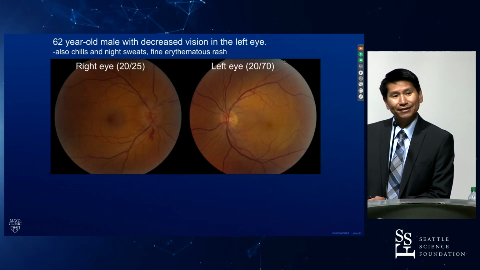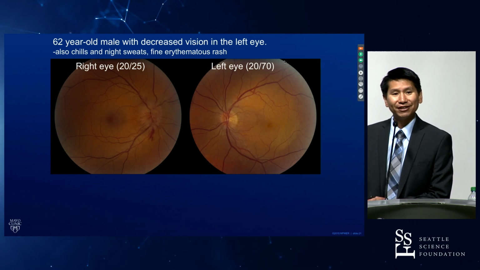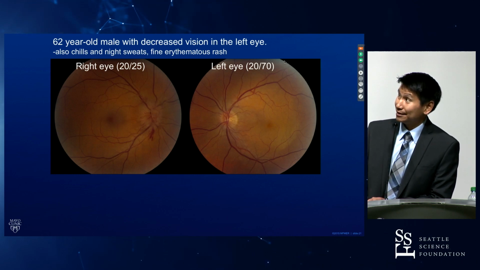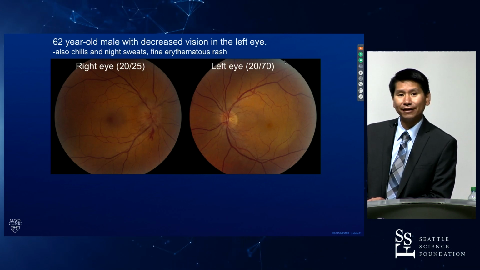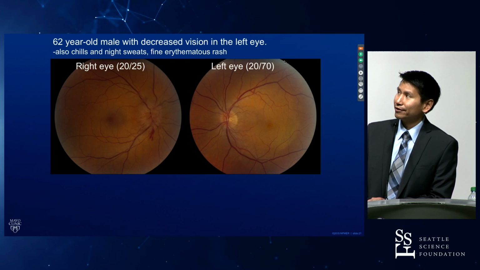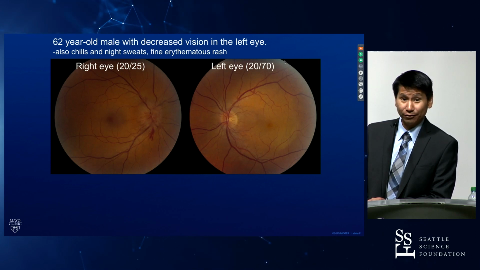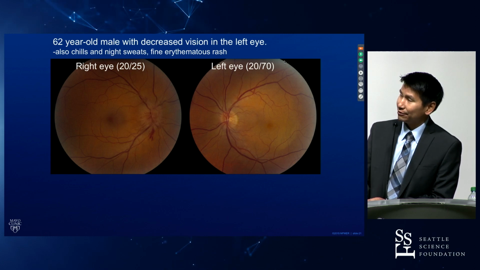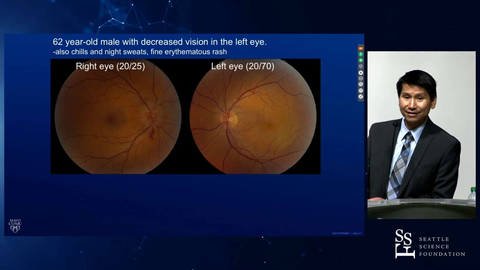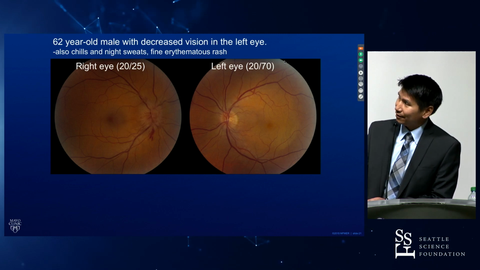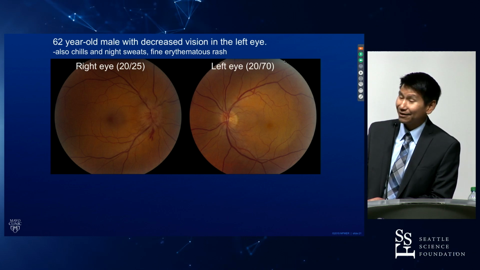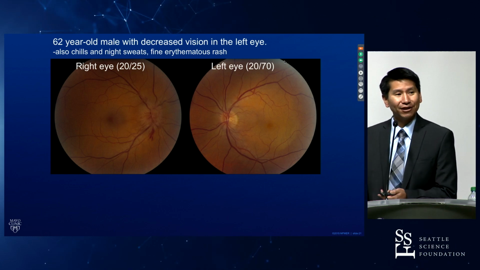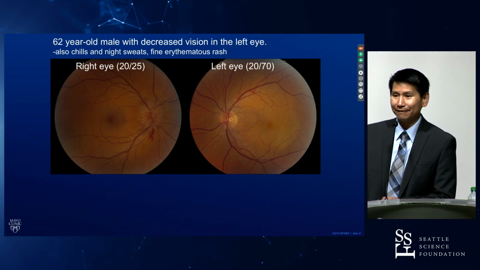This next patient, I just wanted to present it as a mystery, at least early on. So this was a 62-year-old male who presented to the neuro-ophthalmology clinic because of complaints of decreased vision in the left eye. Further history revealed that he had some chills and night sweats and then a fine erythematous rash. What's interesting is that the left eye is the one he was complaining about, but you can see the right eye actually was very swollen with these peripapillary hemorrhages, and yet the vision was 20/25. The left eye just had a trace amount of disc edema, but that eye was 20/70. So we've got to try and explain, well, why is he not seeing on that left eye?